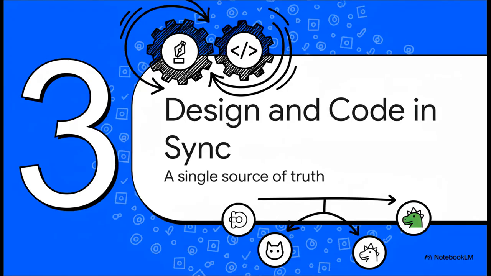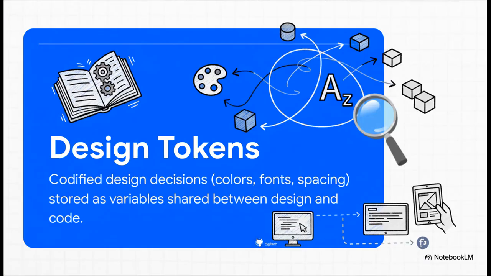All right, our first loop is all about getting design and code in sync. The main goal here is to establish that single source of truth for your UI and just eliminate design drift for good. And the magic ingredient to make this happen is something called design tokens. You can think of them as the shared language that both your designers in Figma and your developers in the codebase can instantly understand. They're basically just codified design decisions. Your primary blue color, your main heading font size, your standard padding, all stored as variables and used everywhere.